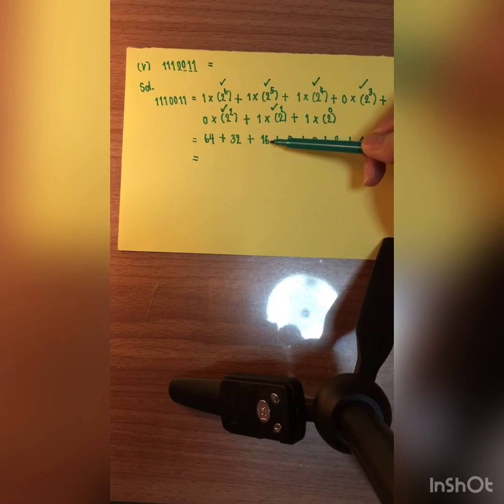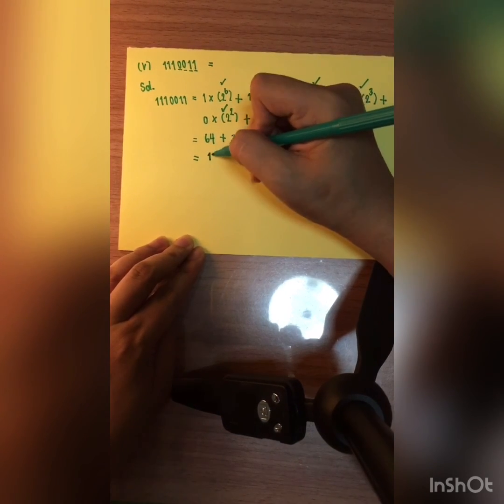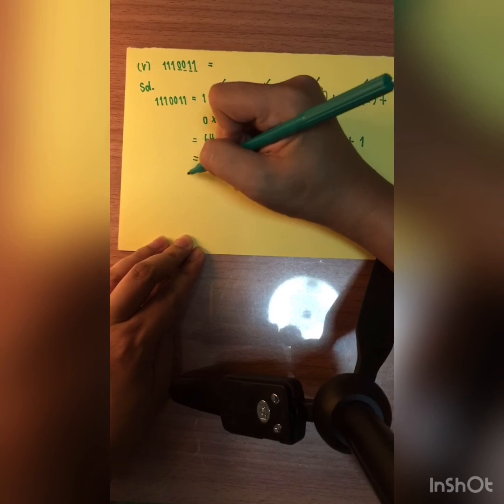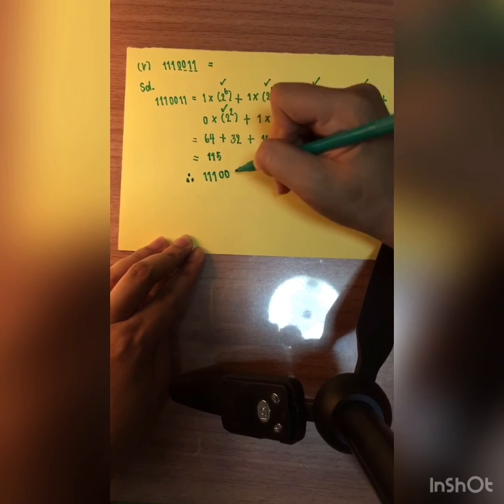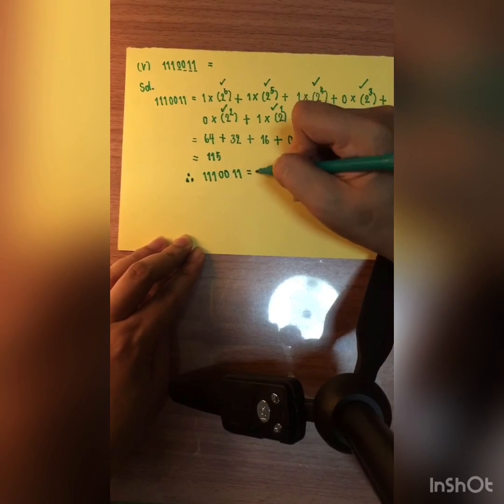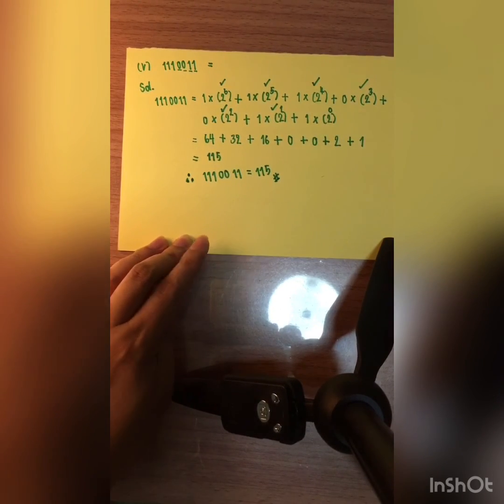It's 112. 112 plus 2, that will be 114. Yes, that's correct. 114. And 114 plus 1, that will be equal to 115. So 115. So the final answer, therefore, 1 1 1 0 0 1 1 is equal to 115 in decimal number.